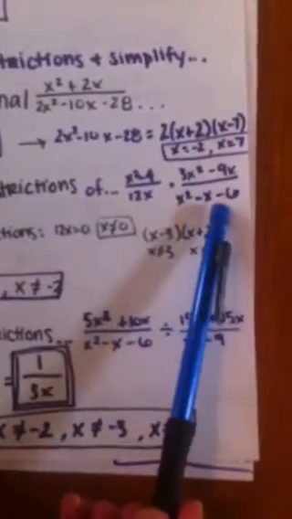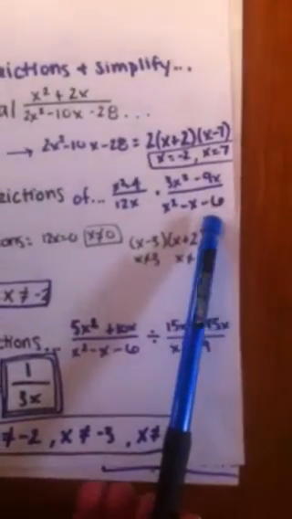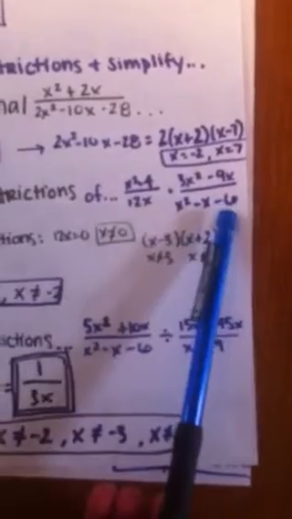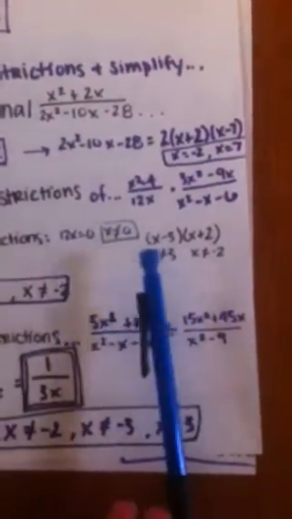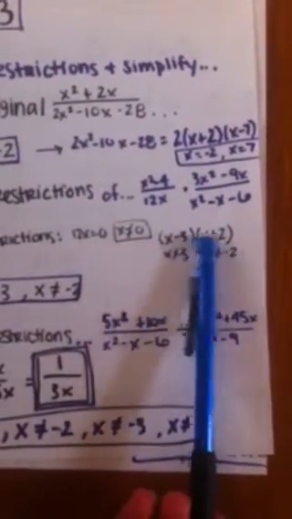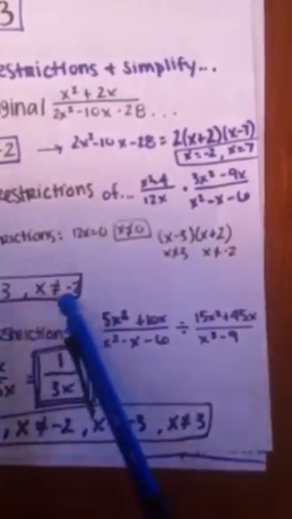Then x squared minus x minus 6, you factor and you get x minus 3 times the quantity x plus 2. So you set them equal to 0. x cannot equal 3 and x cannot equal -2.